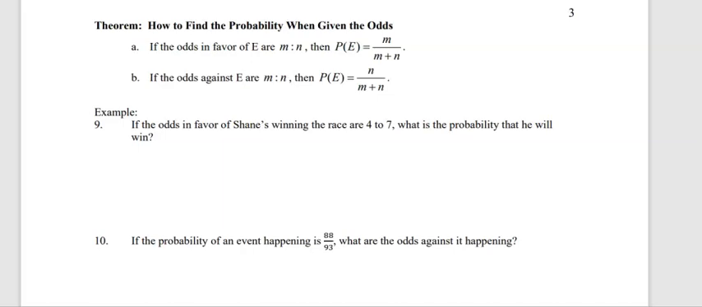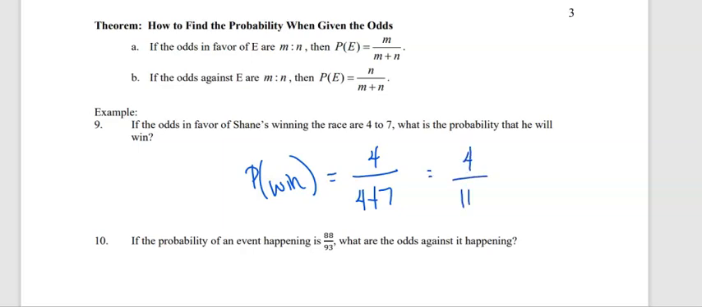So if the odds in favor of Shane winning the race are 4 to 7, what is the probability that he will win? And these are actually quite simple. The probability that he will win is going to be he won 4 times out of 4 plus 7 times. That's going to be the total. The favorable was 4, the unfavorable was 7. So the probability that he will win is 4 out of 4 plus 7, which is 4 out of 11. And that cannot be reduced, so that is your answer.